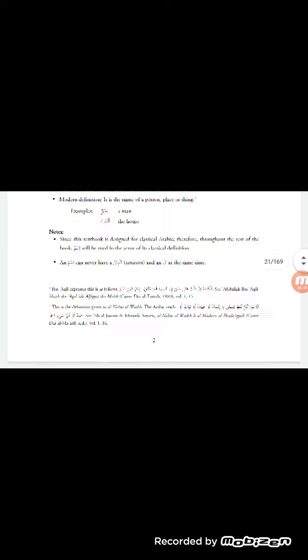Its meaning is understood by the listener after hearing the word, and it doesn't have a tense attached to it. For example, I say Zaid, or the shop. There's no tense, past tense, present tense, future tense. Tense is attached with the fi'l, verb, not the ism. So rajulun, a man, the house, these are examples of asma. Asma is the plural of ism.